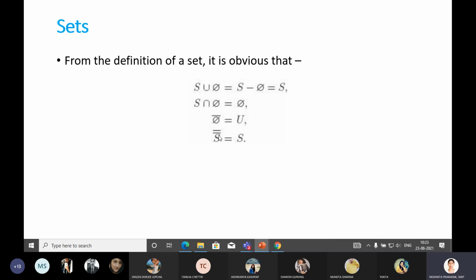This is how we define the different definitions of the set over here. Yes, ma'am. Okay.